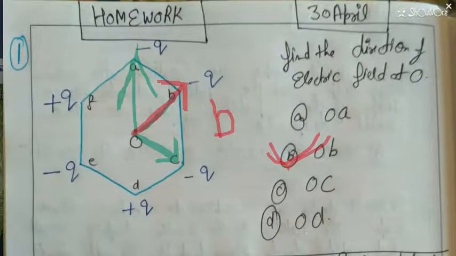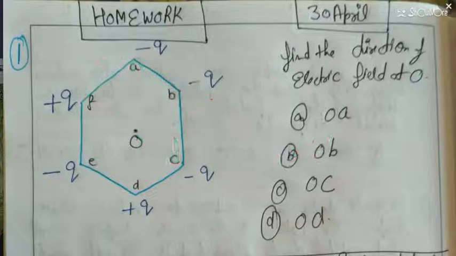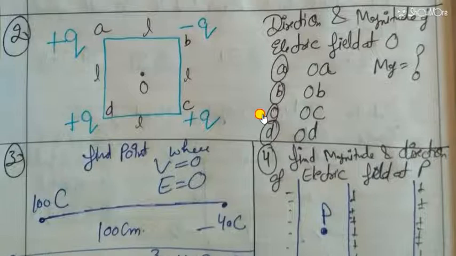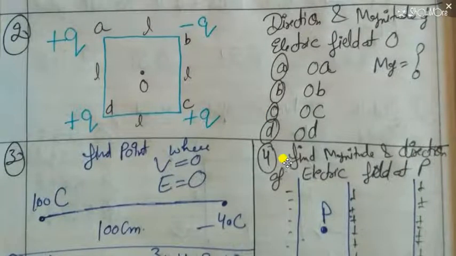Moving to the next question now, you can take the screenshot of the earlier question. Earlier, at time 2:40, I have drawn the exact diagram. So now moving to the next question, question number 2: we have to find the direction and magnitude of electric field at point O.